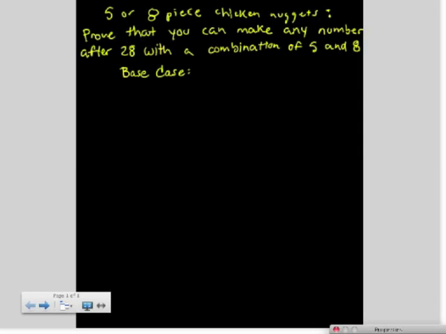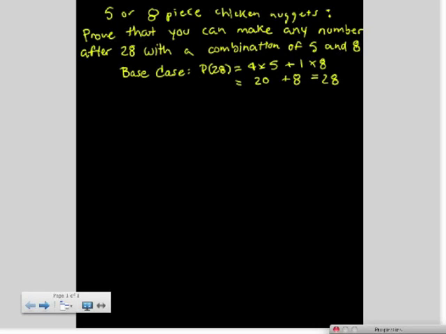So our base case, we're going to obviously start with 28. So P of 28 is going to equal... So now we want to think about how we can get the number 28 using 5 and 8 piece chicken nuggets. Since there's an 8, it's probably obvious that we can do 5 times 4 and get 20, and then add 1 times 8. So this is going to be 20 plus 8, which is going to give us our 28. Okay, so that's our base case.